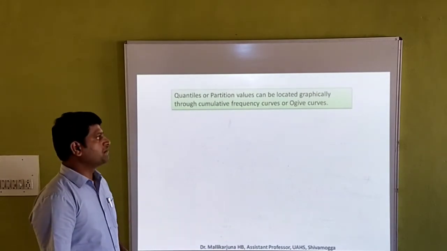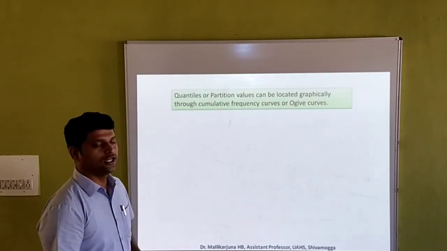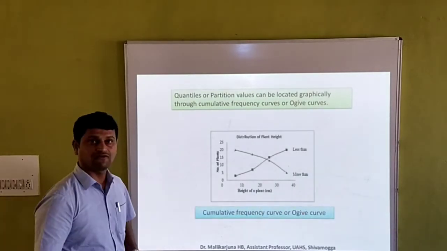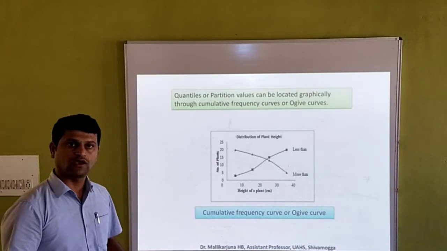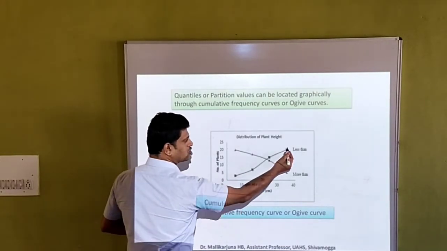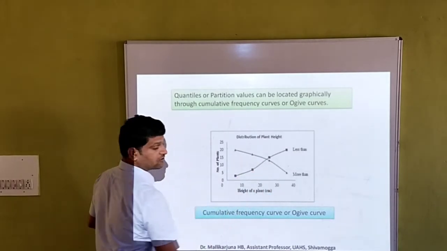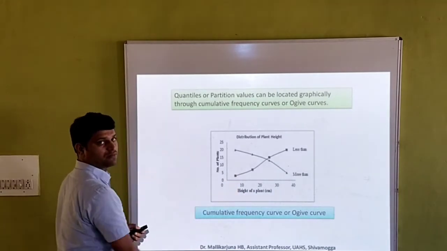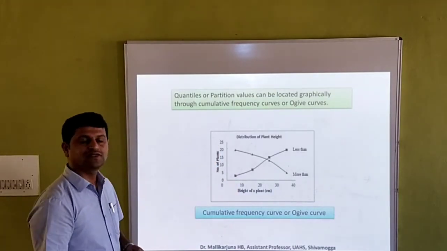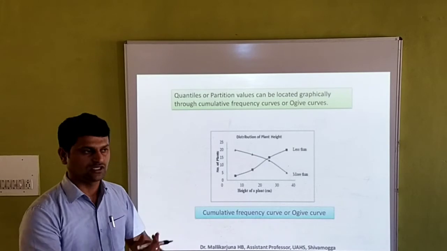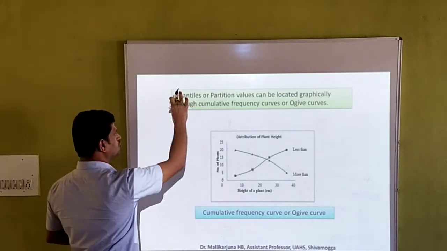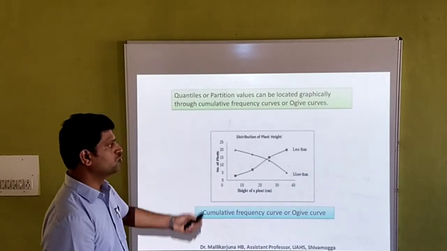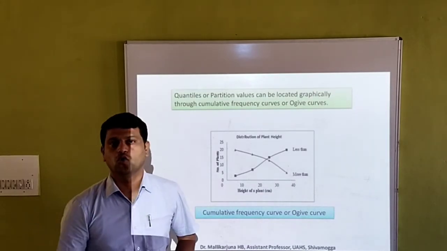These quantiles or partition values can be located graphically through cumulative frequency curves or Ogive curves. So this is a cumulative frequency curve. In the last videos I have explained this one. This is a less than cumulative frequency curve. This is a more than cumulative frequency curve. The intersecting point here gives the median. Like the median, we will get quartiles, deciles, percentiles using some formulas. So generally you should know this property: quantiles or partition values can be located graphically through cumulative frequency curve or Ogive curves.